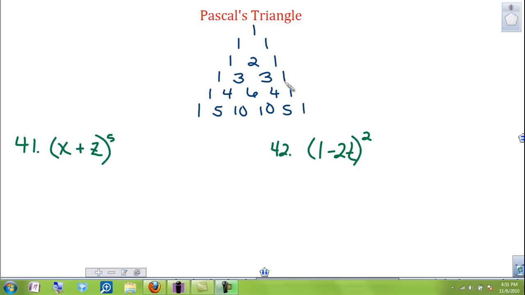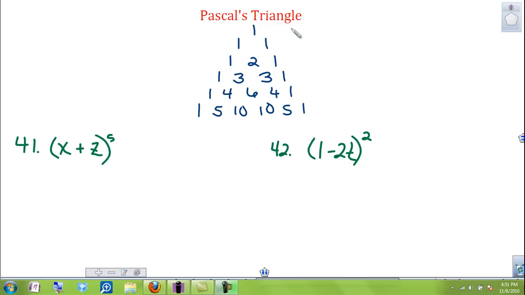And then again, your outside numbers are always 1. So 1 plus 3 is 4, 3 plus 3 is 6, 3 plus 1 is 4. In this final row, we have 1 plus 4 is 5, 4 plus 6 is 10, 6 plus 4 is 10, 4 plus 1 is 5, and then our outside number of 1. This pattern could continue on indefinitely, but we're just going to stop there.